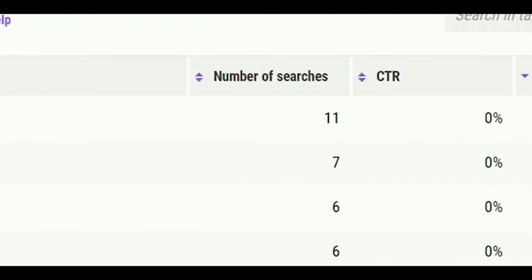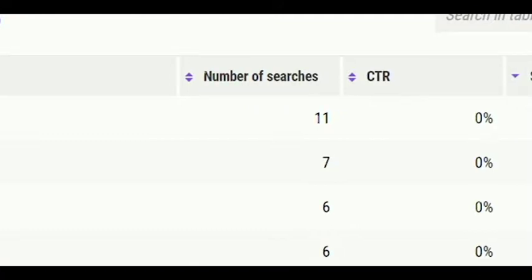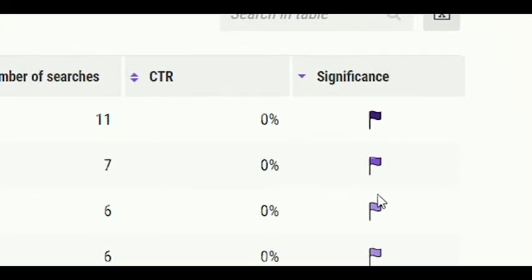The number of searches shows the number of searches conducted using that word by your visitors. The click-through rate gives you the percentage of users who click on a result link on the search results page. The significance is determined by our intelligent algorithm to give insight into the areas where you will benefit the most by optimizing for the search terms.